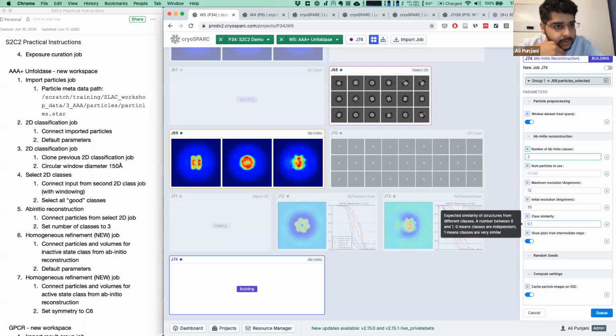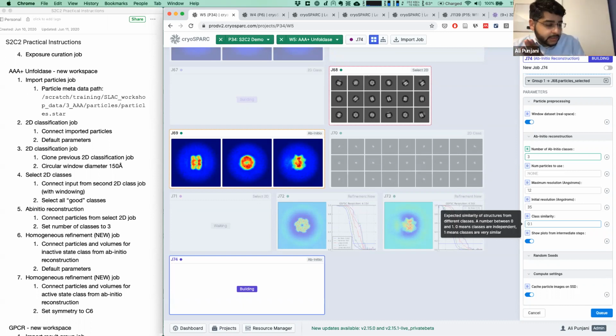0 tells the algorithm that it is supposed to explore as much as possible. Try to find structures that are very different from each other, or in the worst case, if it can't do that, find one structure that grabs all the particles and the other classes with very few particles. So that's useful for looking for very different conformational changes, different molecules that may be present in the same sample, or totally different structures where we don't expect there to be any similarity between them.